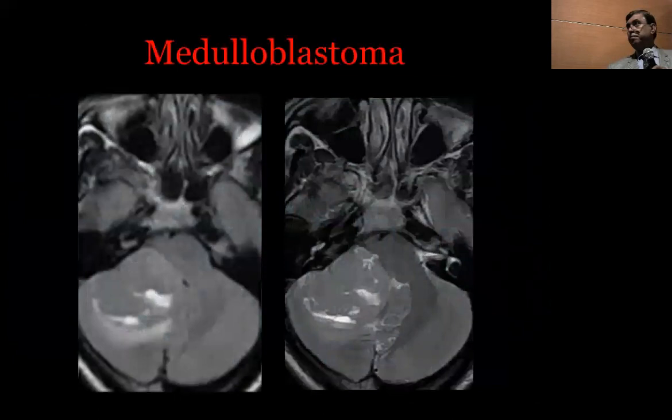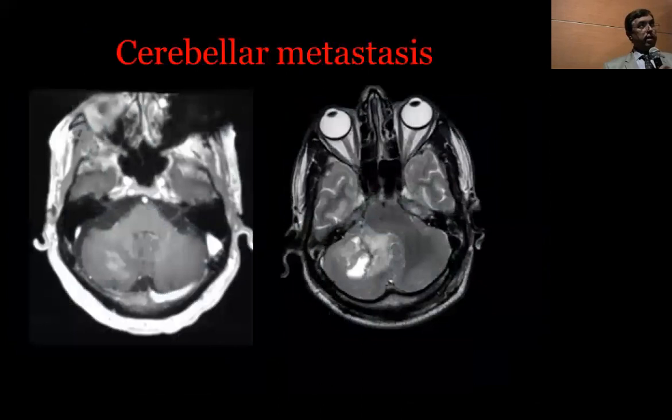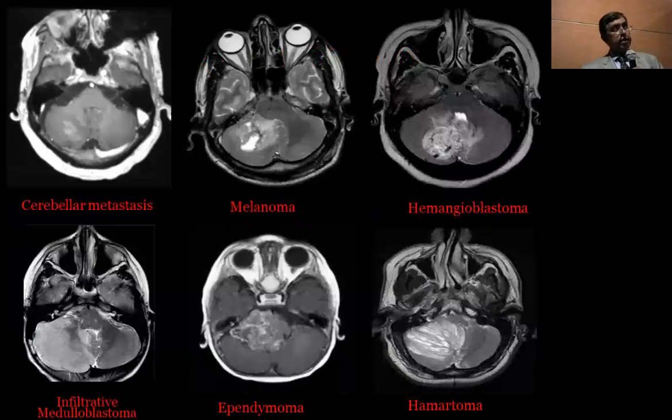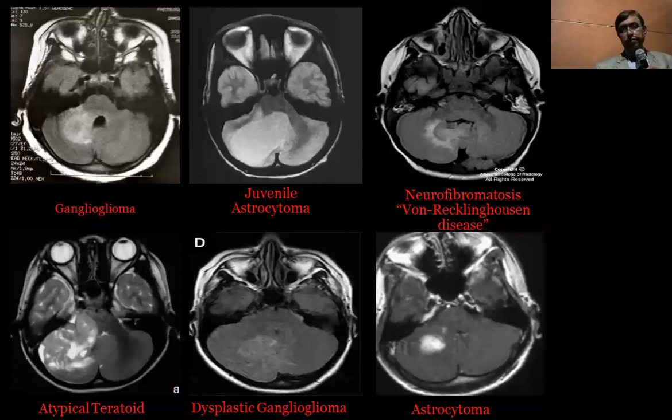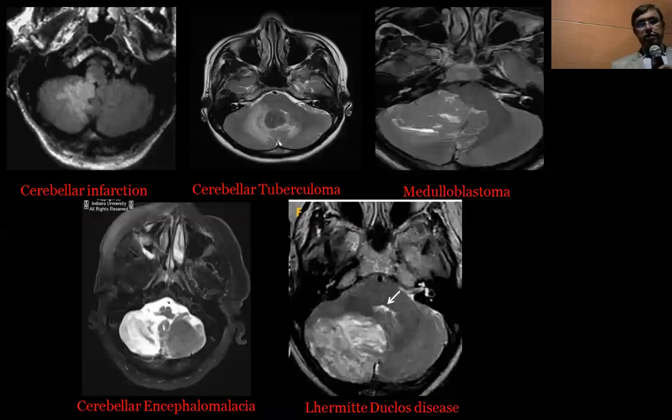Medulloblastoma, four types, some people put it into five types. Similar or not? Very much so. Cerebellar metastasis, whether from melanoma or others, hemangioblastoma, infiltrative medulloblastoma, ependymoma, hamartoma, they all look like our lesion. Ganglioglioma, juvenile astrocytoma, NF1, atypical teratoid, dysplastic gangliocytoma, astrocytoma, and most of these are my cases, so they have been histologically proven. Cerebellar infarction, cerebellar tuberculoma is on the list, medulloblastoma, cerebellar encephalomalacia, Lhermitte-Duclos disease.